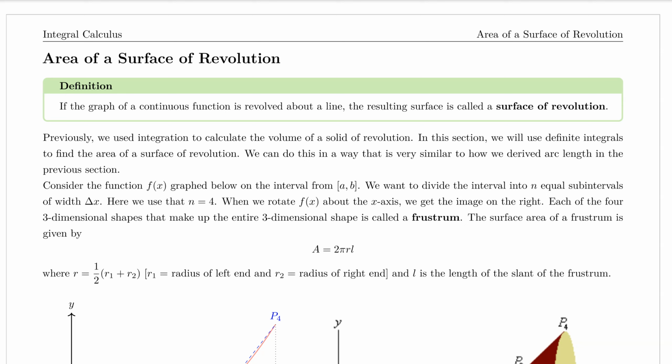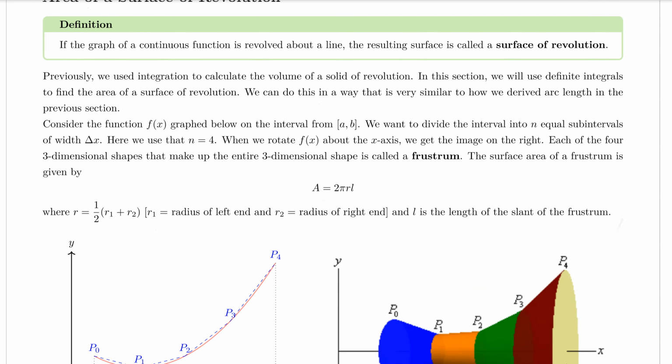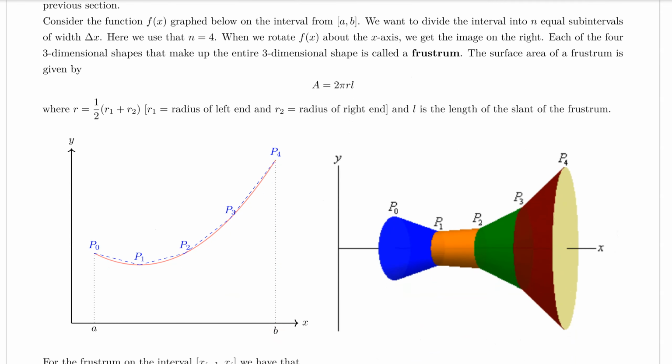We can do this in a way that is very similar to how we derived arc length in the previous section. Consider the function f of x graphed below on the interval from a to b. We want to divide the interval into n equal subintervals of width delta x. Here we're using n equals 4. When we rotate f of x about the x-axis, we get the image on the right. Each of the 4 three-dimensional shapes that make up the entire three-dimensional shape is called a frustum.